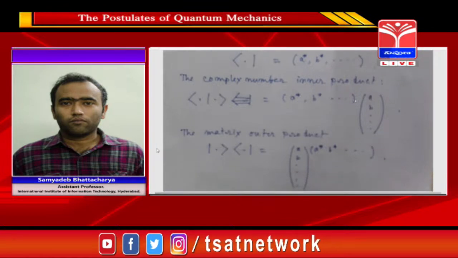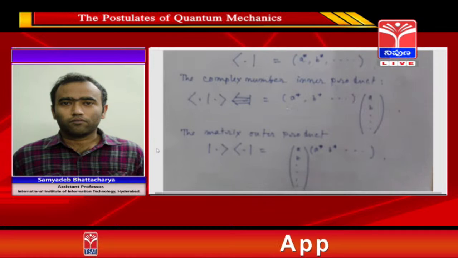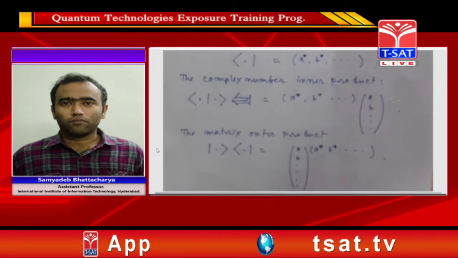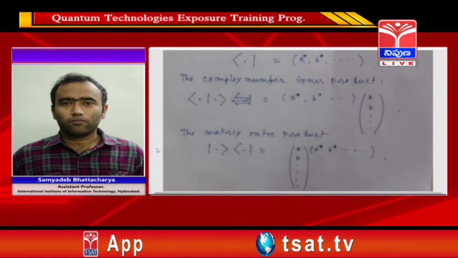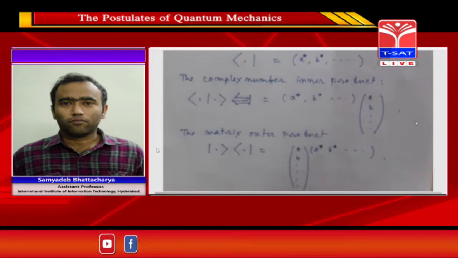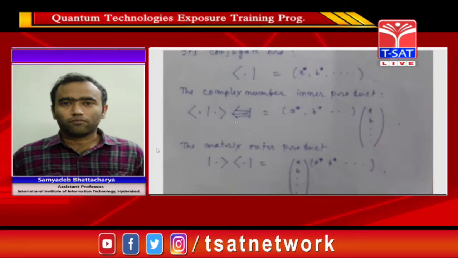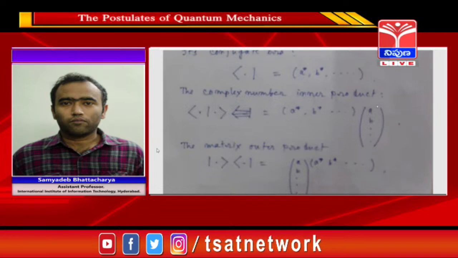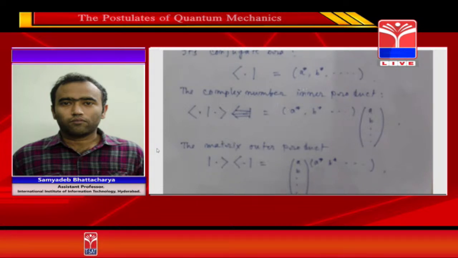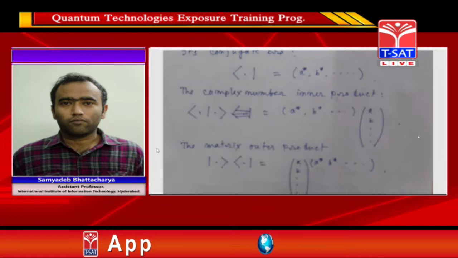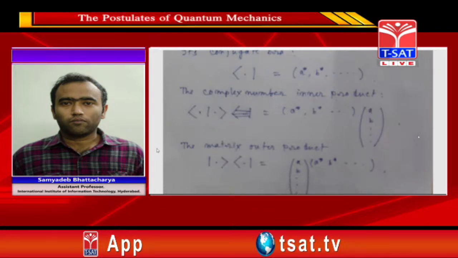So you know how to do this matrix multiplication. If you multiply these two, you get a number. That number is A star A plus B star B plus C star C and all that. So for taking inner product of a vector with itself, the terms are A star A plus B star B. That means mod of A squared plus mod of B squared, which is basically a real quantity that gives us the magnitude of the vector.